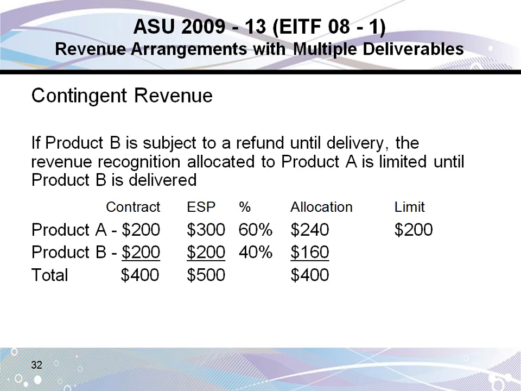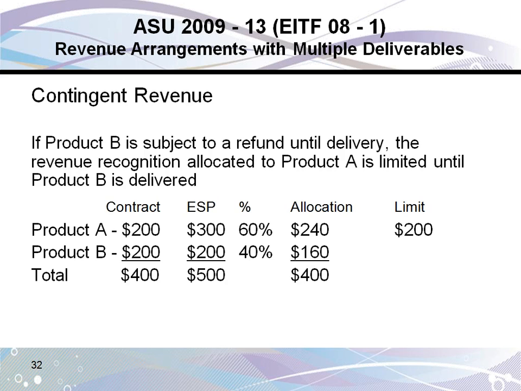If we have two products, product A and product B, and we deliver product A and product B is not delivered yet, we have to look at how much of the revenue we can recognize for product A when we deliver it. In this case, our contract price is $200 for each of them, so there's a $400 total transaction fee. And here we've got ESP of $300 for product A and $200 for product B, so our total value in the transaction is $500. The $300 represents 60% of that, and the $200 of product B represents 40%. That causes product A to get an allocation of $240.